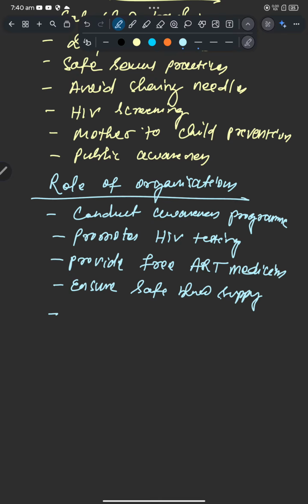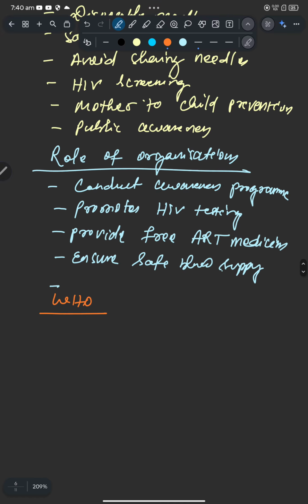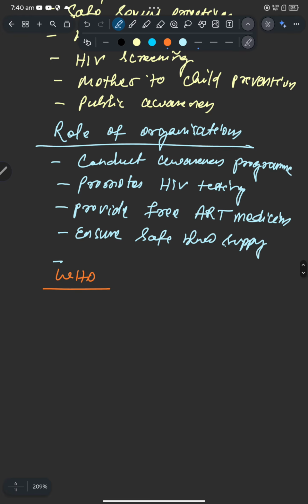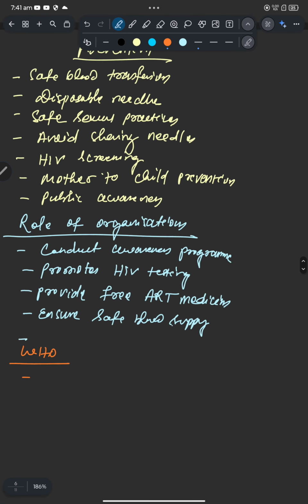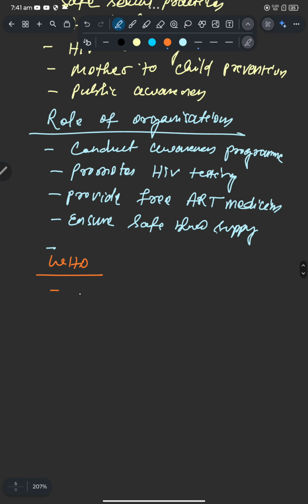Now WHO को क्या करना है, उसका एम एंड ऑब्जेक्टिव्स क्या है? WHO यू नो द फुल फॉर्म इज वर्ल्ड हेल्थ ऑर्गेनाइजेशन. तो प्रिवेंट्स HIV. ये क्या क्या कर रहा है? वर्ल्ड एड्स डे इज देयर ऑन 1st December एवरी ईयर. सो प्रिवेंट HIV spread globally.